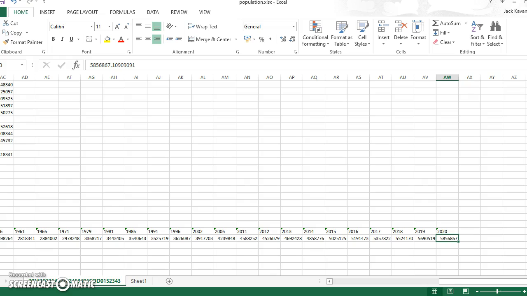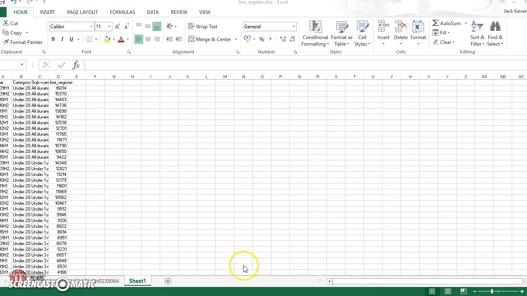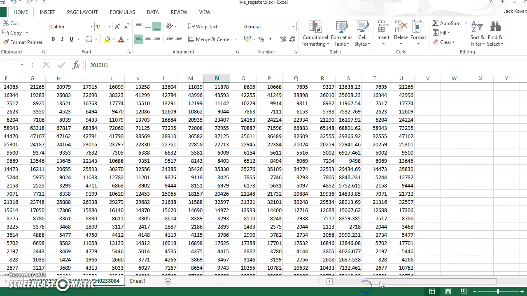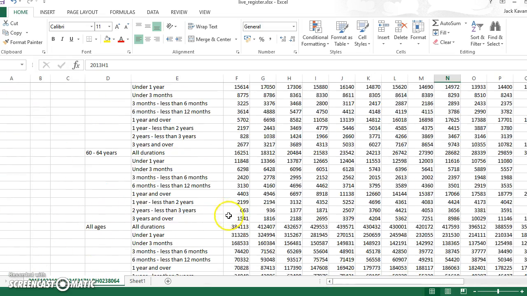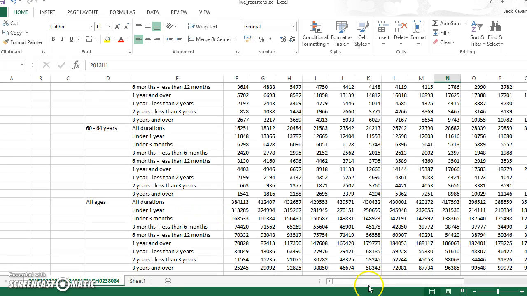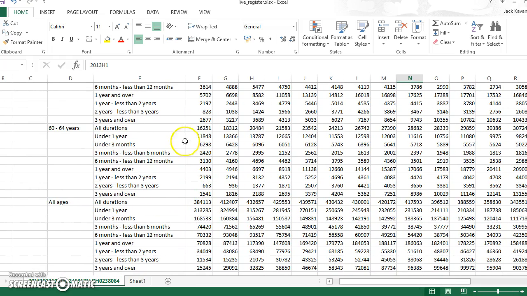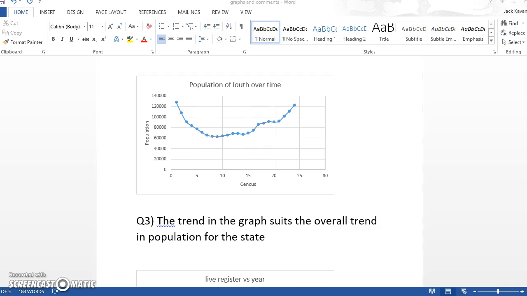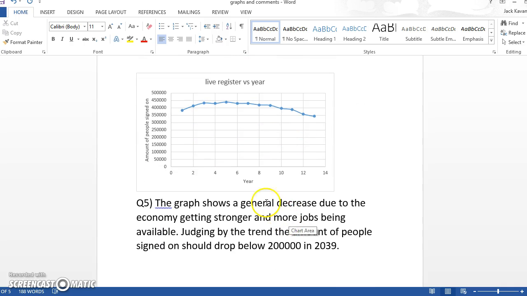Then question 5, graph the total number of people on the live register for each 6-month period. For this, I went into the live register, went into the on format data, scrolled down into all ages, and I took all durations because that's every single category for every single year for all the 6-month periods, and I graphed that. So the graph looks like this here.